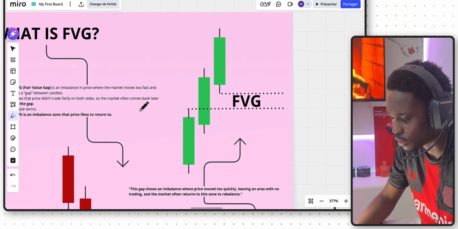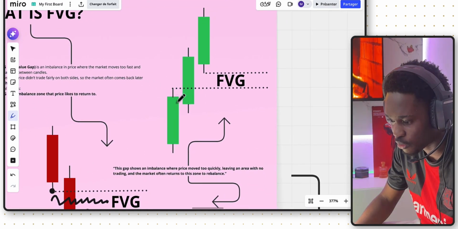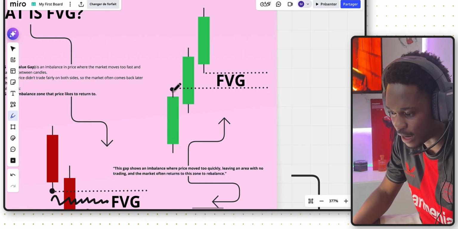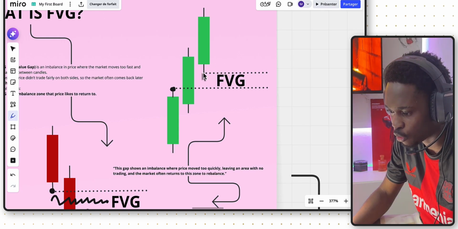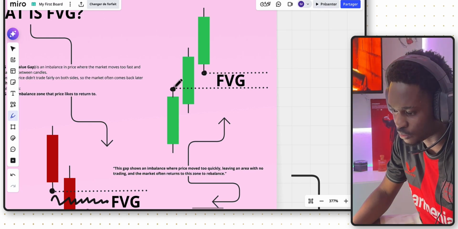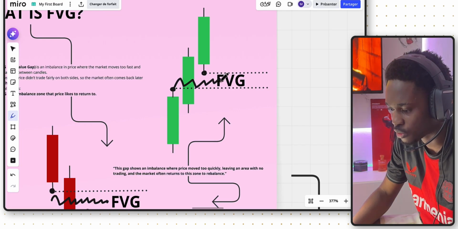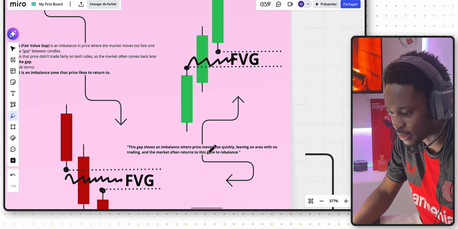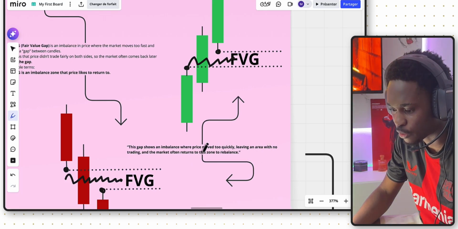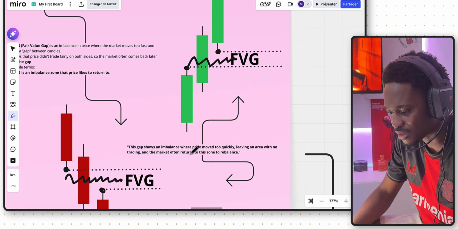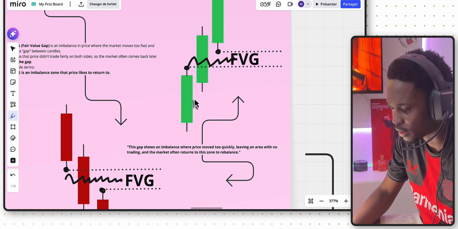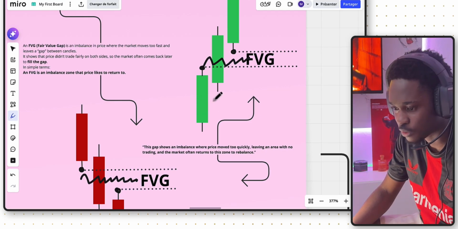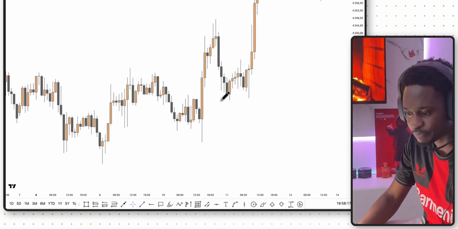Okay, so in this bullish scenario, we have 3 bullish candles, right? We mark the high of the first candle and the low of the third candle. What did you see? We leave a space here. That's what we call a fair value gap. Okay, this gap shows an imbalance where price moves too quickly, leaving an area with no trading, and the market often returns to this zone to rebalance. All right, hope it makes sense. So let's move to TradingView. Let me show you some real examples.